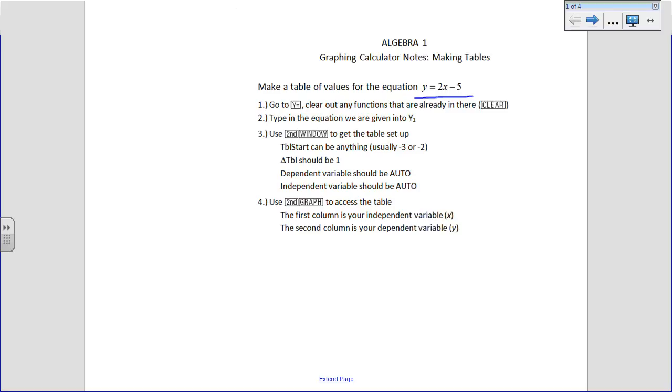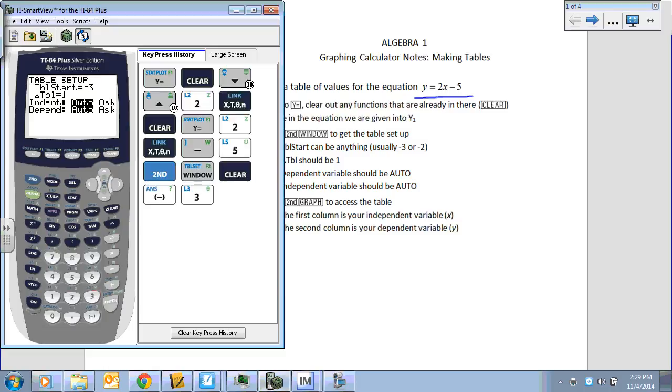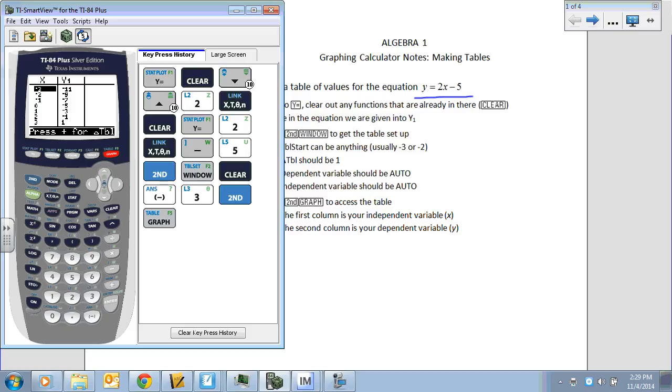Because if you look above the graph button, what does it say? Table. So it's kind of like shift on a computer. So we're going to hit second and then graph. Graph is this little button up here. Voila, what did we just make? A graph. No, this is not a graph. This is a table of values.